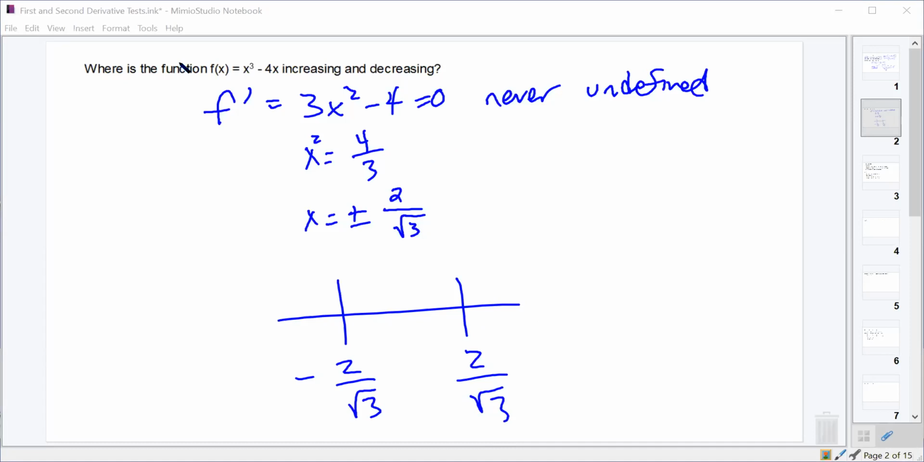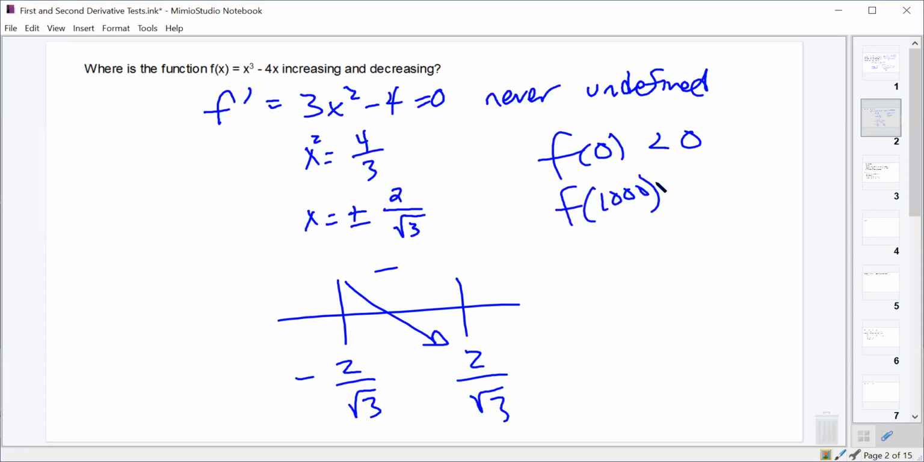So hopefully you plugged in something between negative 2 over root 3 and 2 over root 3, like 0. 0 is usually an easy value to choose. So if you plug in 0, did you get a positive or negative value for your derivative? Negative. Right, f of 0 was less than 0, which tells us our function is decreasing. Plug in something more than 2 over root 3, like 1,000. Is f of 1,000 positive or negative? We plug that in. Positive. Okay? And so our function should be increasing.